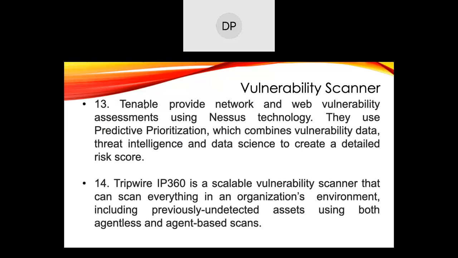Then the next tool is Tenable. It provides network and website vulnerability assessment using Nessus technology. They use predictive prioritization, which combines vulnerability data, threat intelligence, and data science to create a detailed risk score. Tripwire IP360 is a scalable vulnerability scanner that can scan everything in an organization environment, including previously undetected assets, using both agentless and agent-based scan.